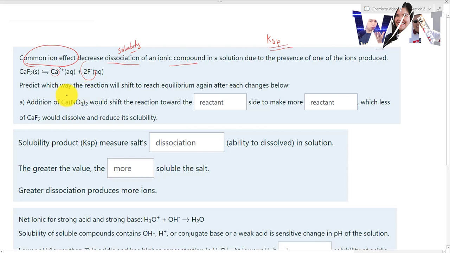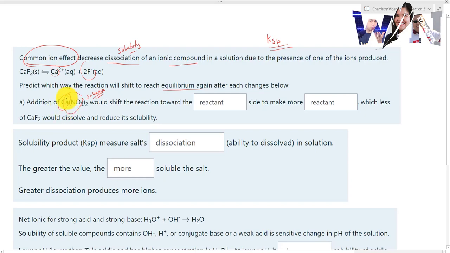Predict which way the reaction will shift, toward the reactant side or the product side, to reach equilibrium again after each change below. So, an addition of calcium nitrate. As you can see here, this calcium nitrate is soluble. So we really have to pay attention to the problem. They can trick you by putting something insoluble, which therefore has zero effect on it. So again, it has to be soluble.